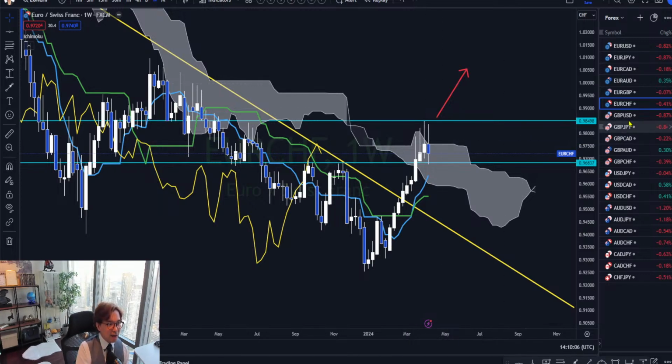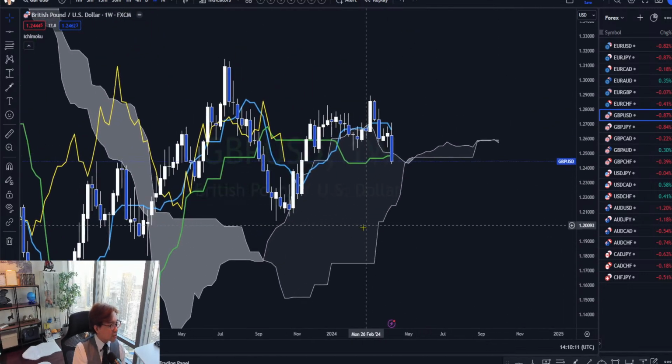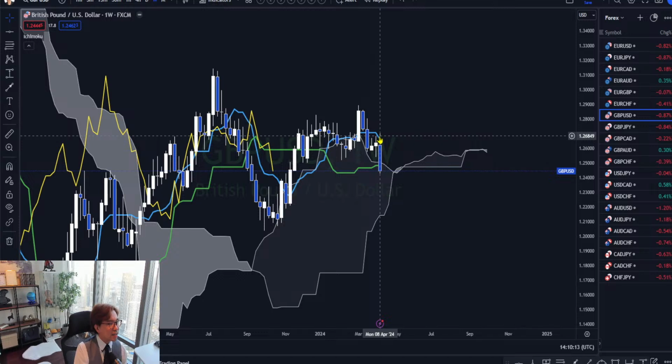Okay, next is Pound USD. Pound USD has been completely ranging also, and last week it retraced. It broke the support levels. So in terms of the price action, it's bearish.